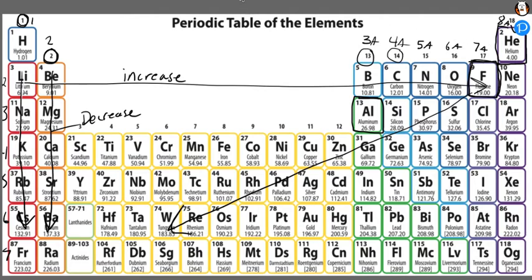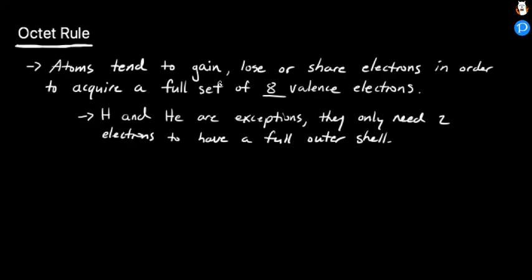But that's the octet rule, basically saying that most atoms want to get this full outer shell of 8, and they will either give up electrons, they'll take electrons, and sometimes they'll share electrons with each other so that they both have 8 valence electrons. But we'll get more into the octet rule a little later.